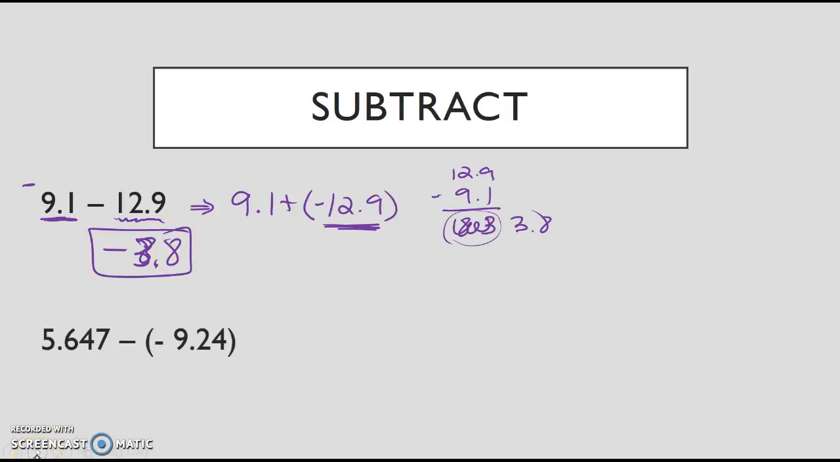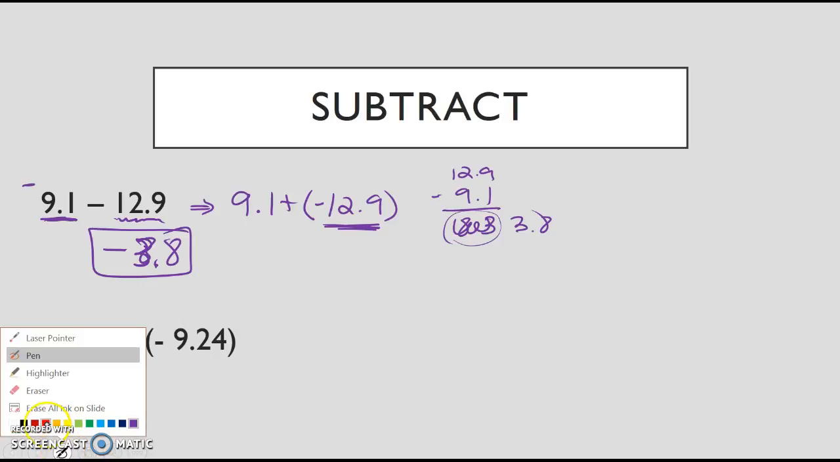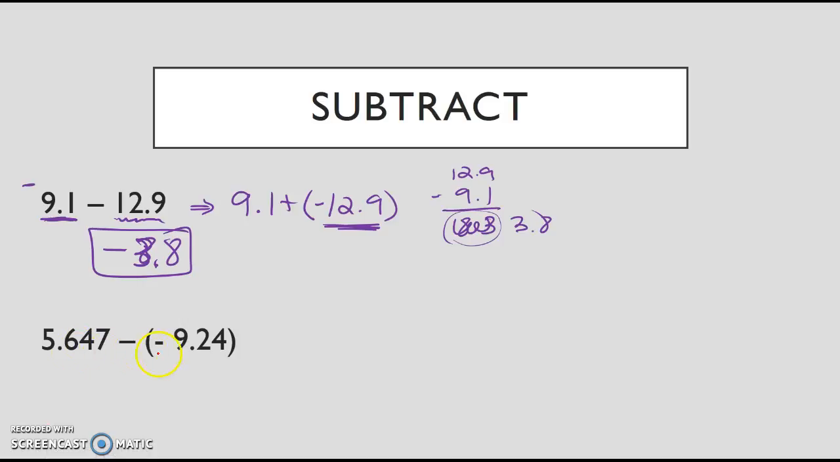Our next problem, we have 5.647 minus a negative 9.24. So again, those two symbols are right next to each other. We're going to turn that to addition. And now when we're adding decimals, we need to line up that decimal place.